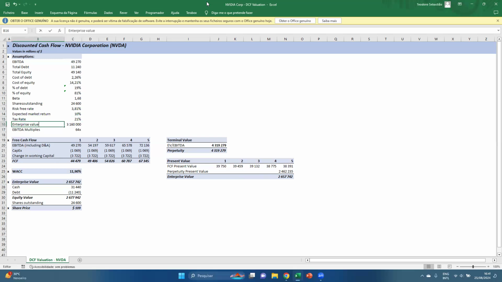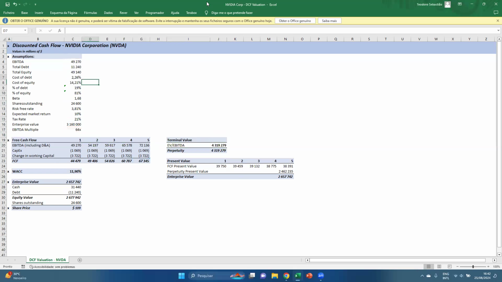Enterprise value, that we can check in the documents online. If you guys have Capital IQ or Bloomberg, you can see it there. And here we have the EBITDA multiple, that is the enterprise value divided by the EBITDA, that we are going to use to calculate the terminal value as we have here.